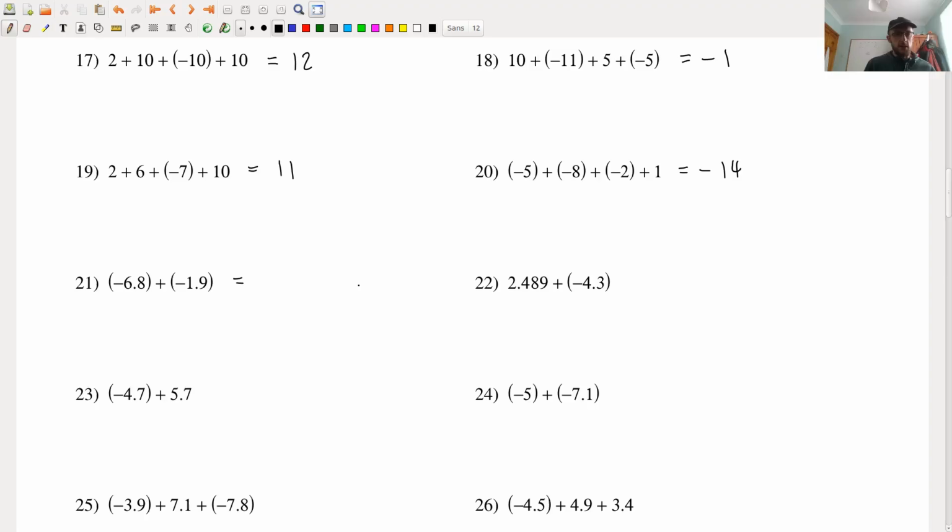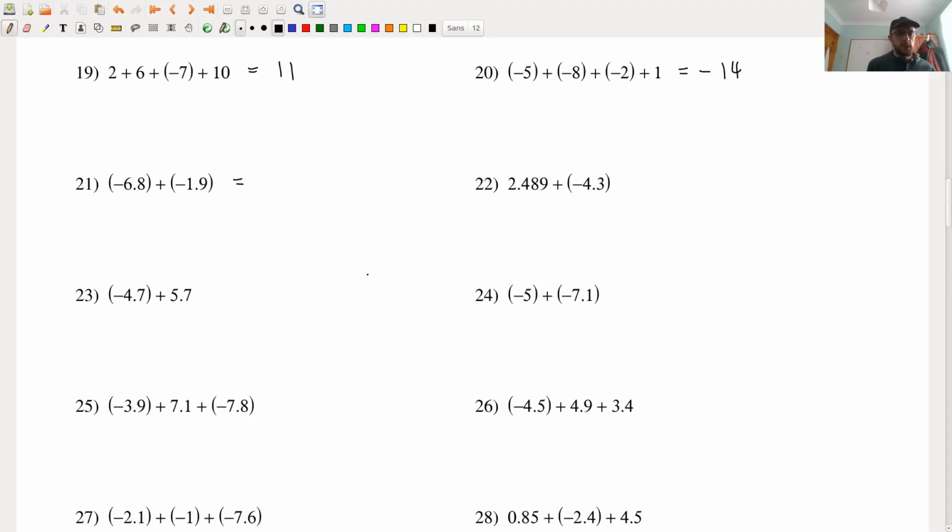And now we get into decimals. Negative 6.8 add negative 1.9. I just view this as like 68 add 19. That's really what's going on in my mind. And then I make adjustments afterwards. So what's 68 add 19? Well, that would be 88 take 1, which is 87. So I write down 87. And then I know it's got to have the decimal point in there. And I know that it's negative. That's how I process it mentally.